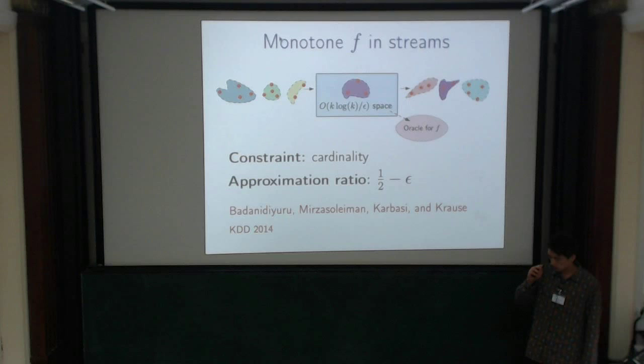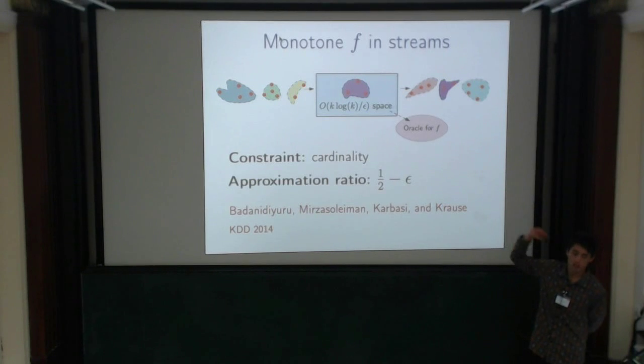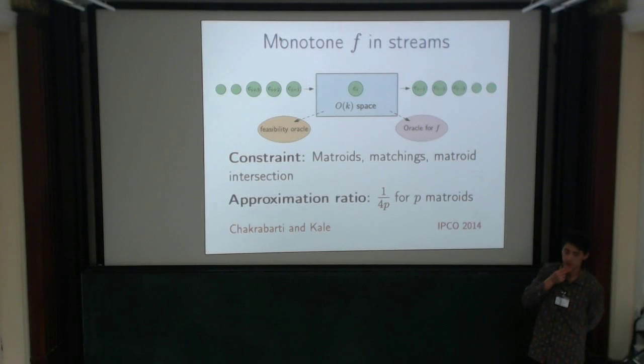Okay, so in the monotone regime in streams, for the cardinality constraint, the best approximation ratio is 1/2 minus epsilon by BD et al. from their KDD paper. Okay. For more general constraints, such as matroids, matchings, matroid intersection, Chakrabarty and Kale have about a 1/4p approximation ratio for the intersection of p matroids. Okay, the space is a little different. The first paper used k log k over epsilon, and here they use k space.